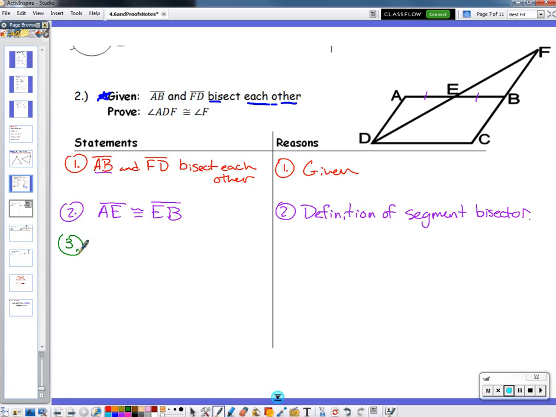Yeah, I can look at this picture. I can see that DE is congruent to EF because AB also bisects the other segment. So I can say that DE is congruent to EF. My reason would be the same as step 2. Definition of segment bisector.